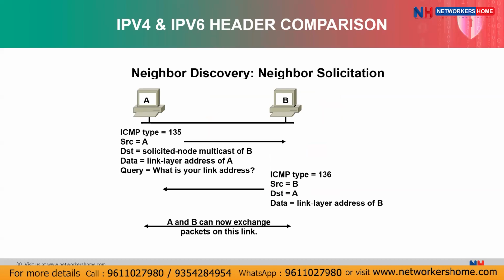And then from B, the source is B, the destination is A, with the data link address of B. It provides this information: I have a different address from what you have. So now packets on the link can be exchanged, because they have separate IPs. Their IPs are not the same, their addresses are not the same.